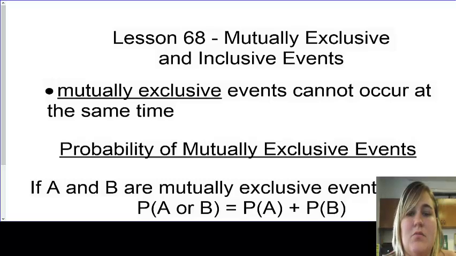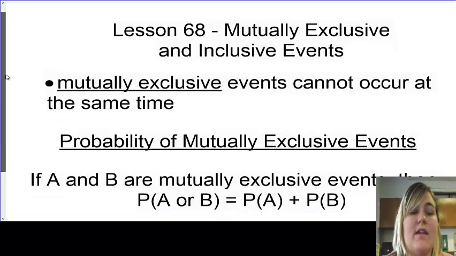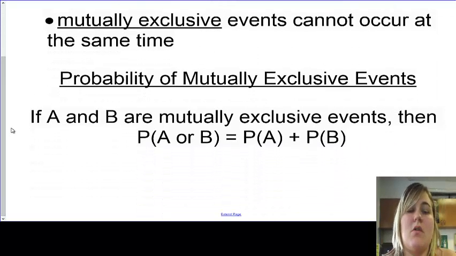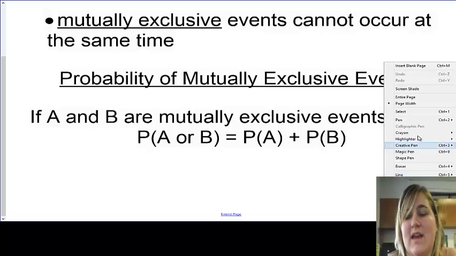Lesson 68, Mutually Exclusive and Inclusive Events. Mutually exclusive events cannot occur at the same time. So the probability of mutually exclusive events can be found, if A and B are mutually exclusive, by adding the probability of A plus the probability of B. Those are two separate events happening.